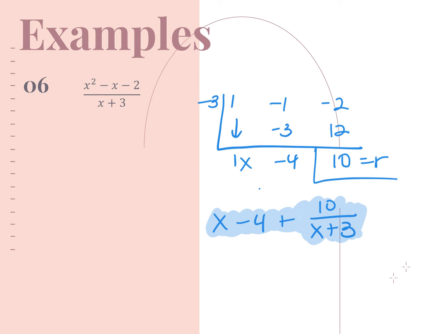How would you do it if the denominator was x minus 3? Then positive 3 would go on the outside. Everything else would be the same.